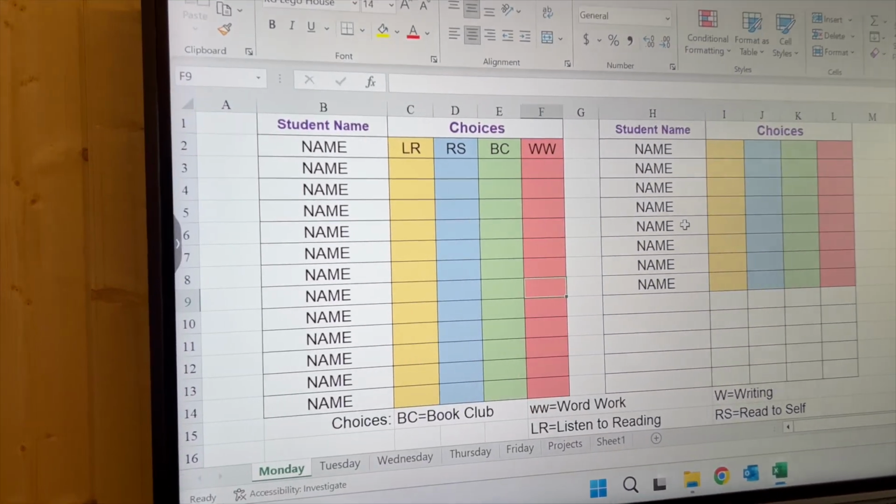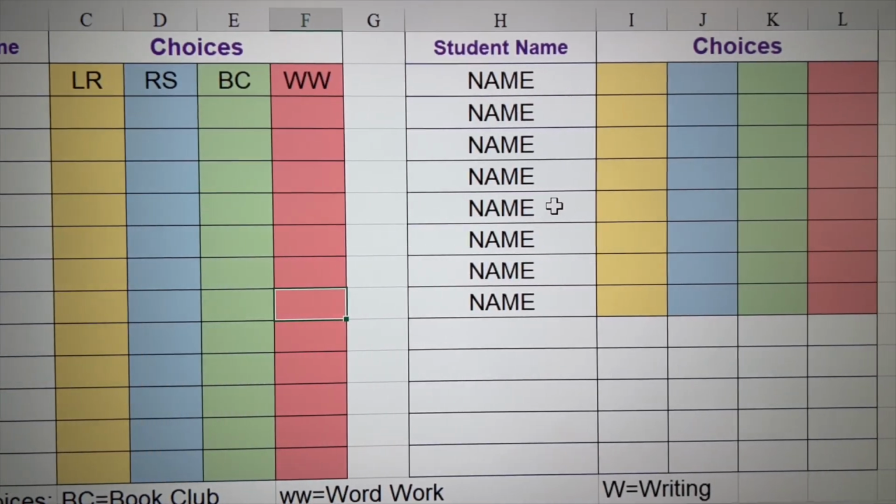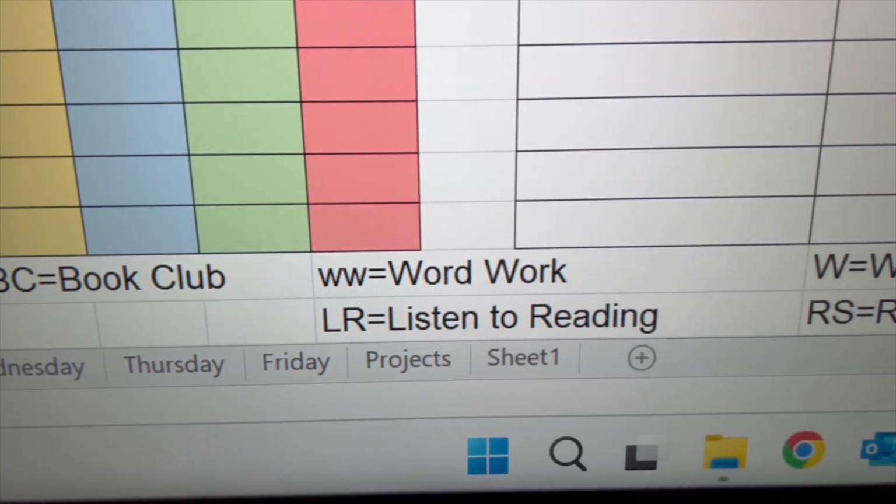And that's what I like about having an editable smartboard chart where my students know exactly where they're going, and I train them on every letter. So if it does say P for puzzles, they know where they're going. WW is word work, and so on.